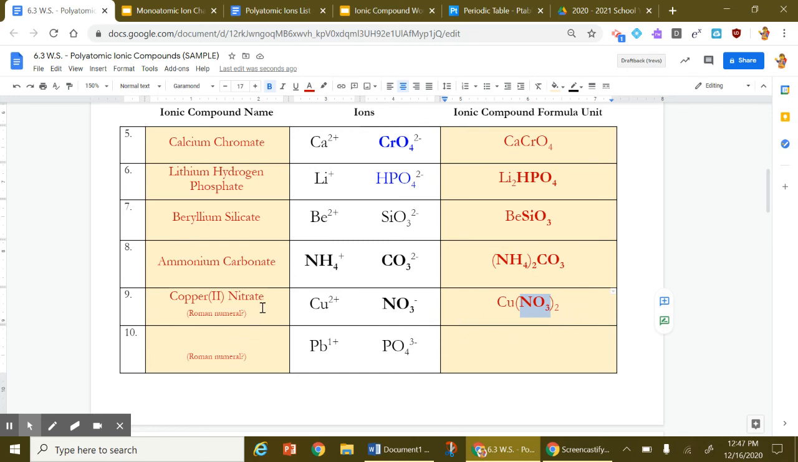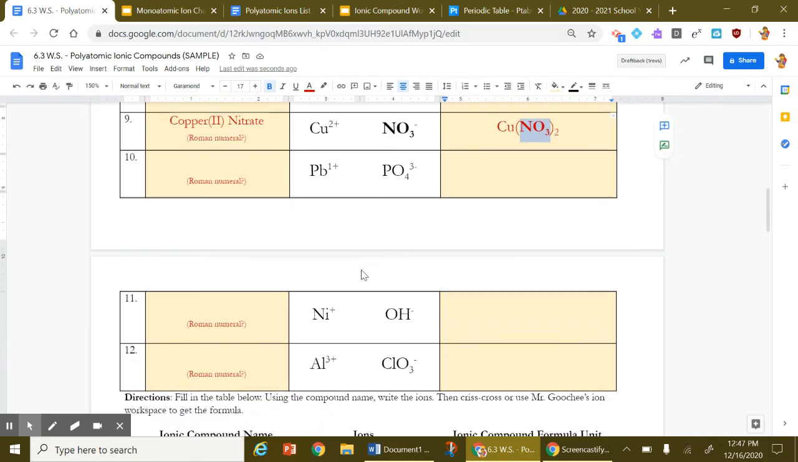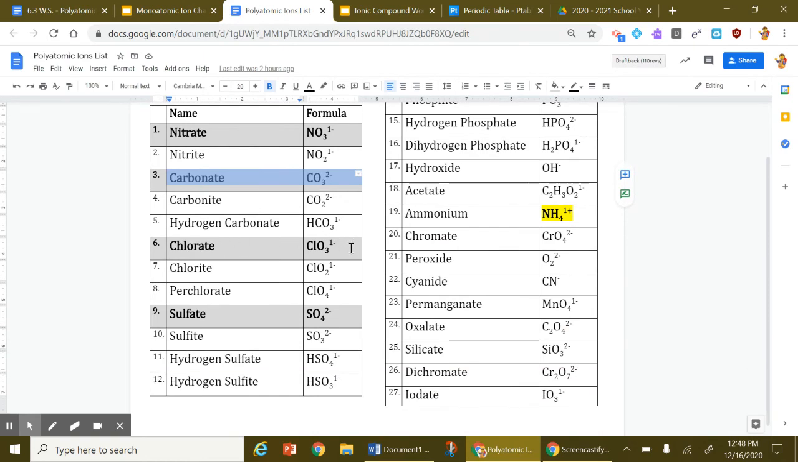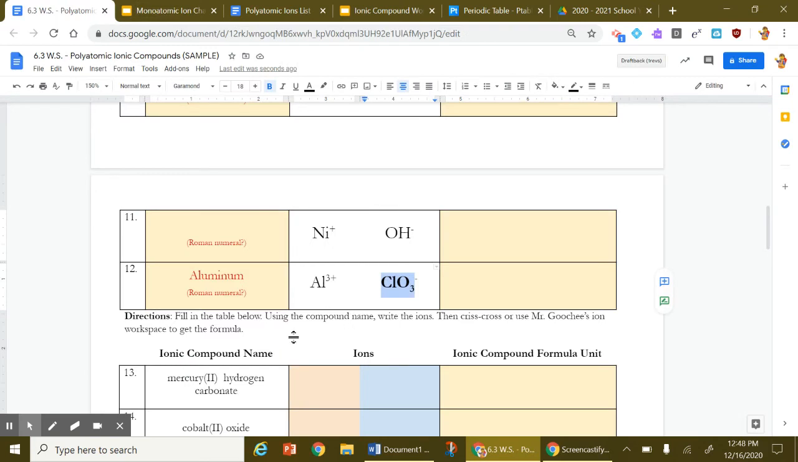Okay, very good. So let's do this last one. Actually, I'm going to skip that. Let's see what's another one. Okay, I'm going to do number 12 here. All right, so Al3 plus, aluminum, and ClO3 minus. What is the name of this polyatomic ion? ClO3 with a -1 charge. ClO3, there's right here. Chlorate. So the name of this thing is aluminum chlorate.